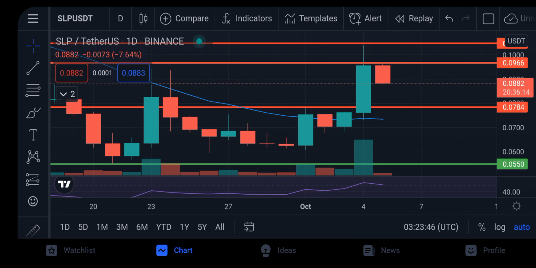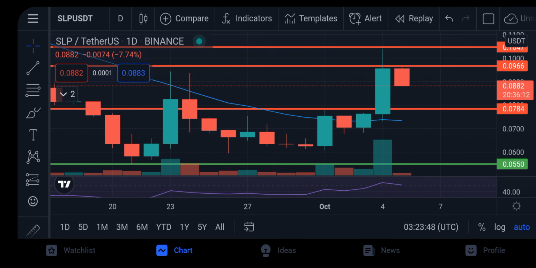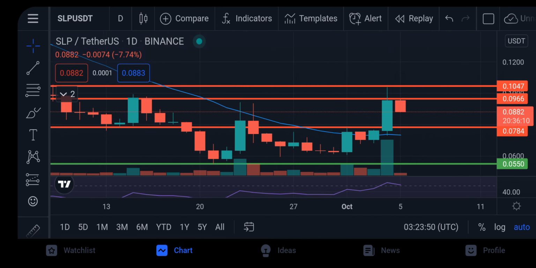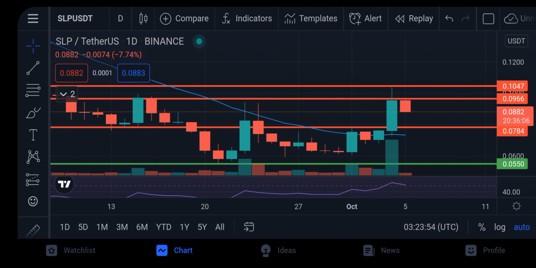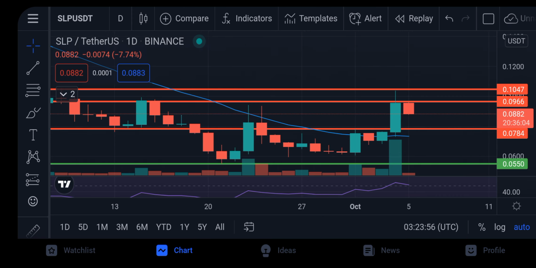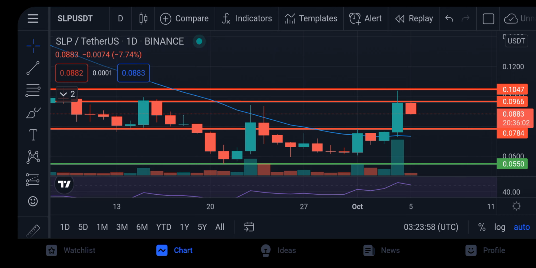So let's get started. We have three ways of analyzing this. First, we are going to determine the range, or the support and resistance of SLP, to know the actual range where the price is going. If we do not find the range, we cannot be realistic in setting it, like saying it seems to be going up, so it will be $1 tomorrow. That's not the point of this video.